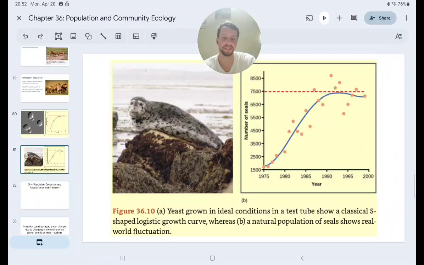Another example is with seals here. Yeast grown in ideal conditions in a test tube show a classic S-shaped logistic growth curve, whereas seals show real-world fluctuation where it's a little more random, kind of like what you saw with the wolves. The population goes up and down, but there's some sort of carrying capacity represented by this idea that there's some level that the population will move around, if that makes sense.